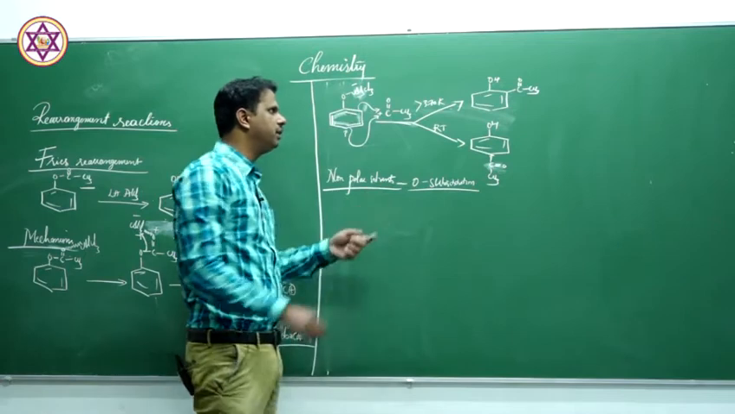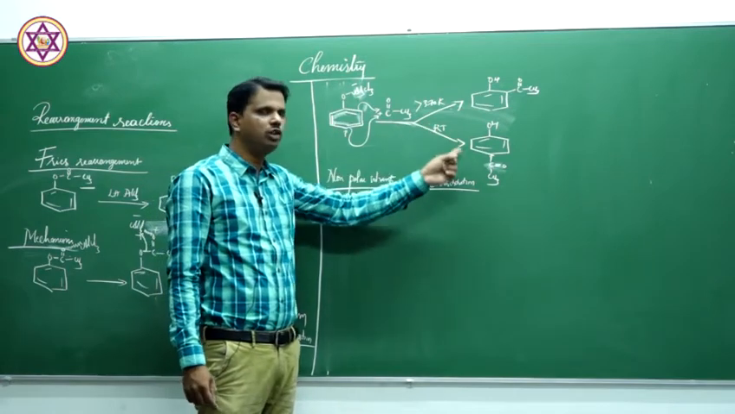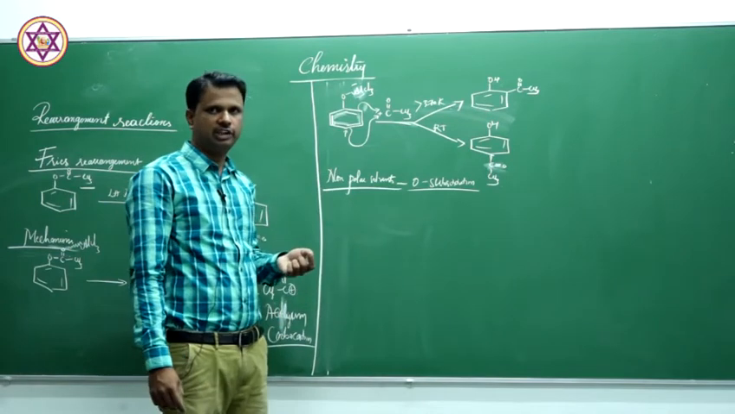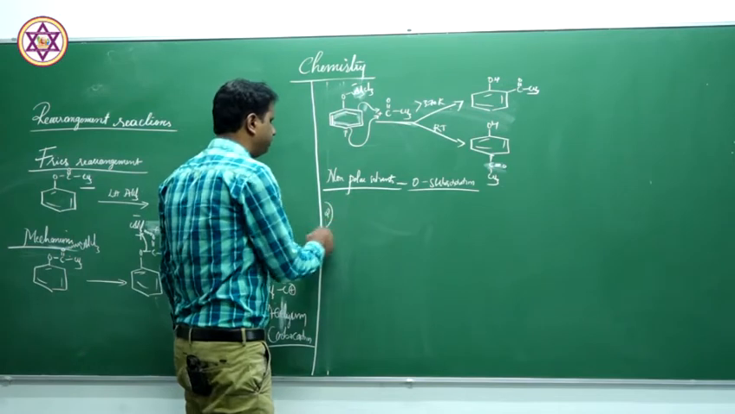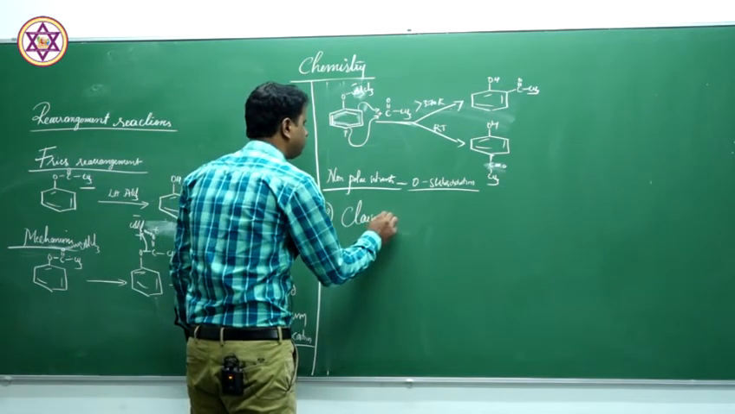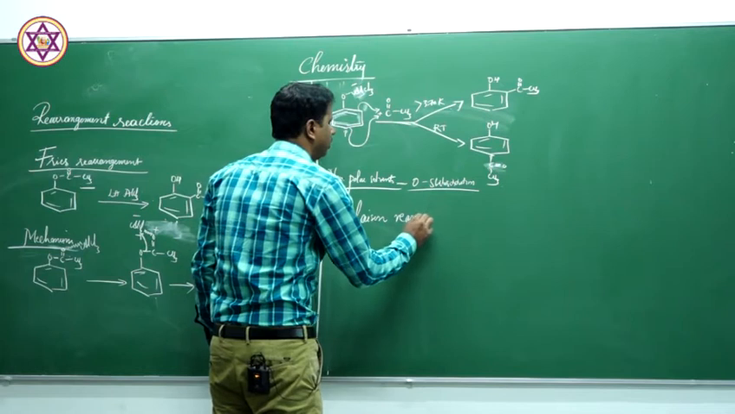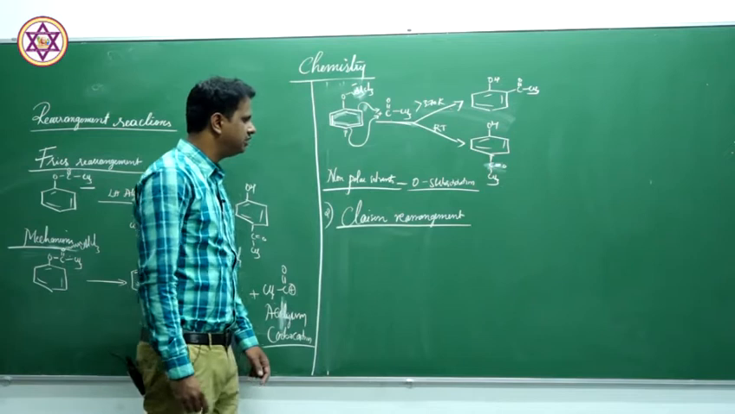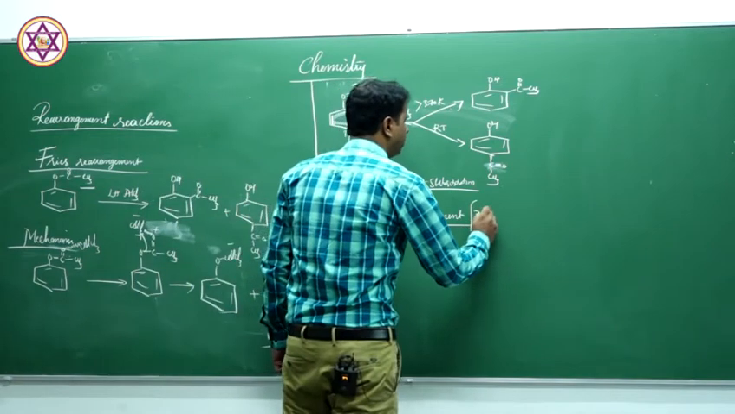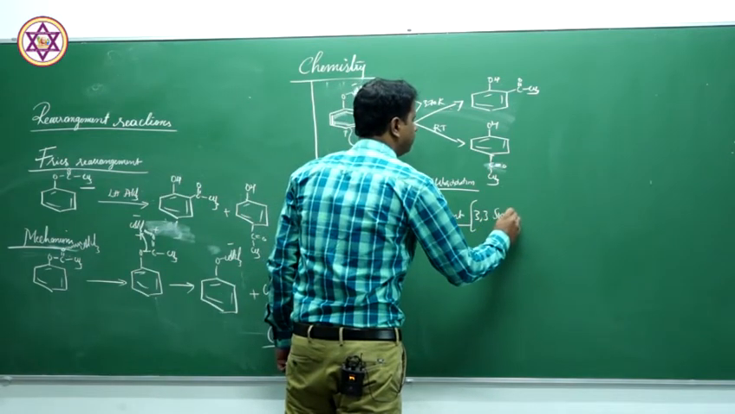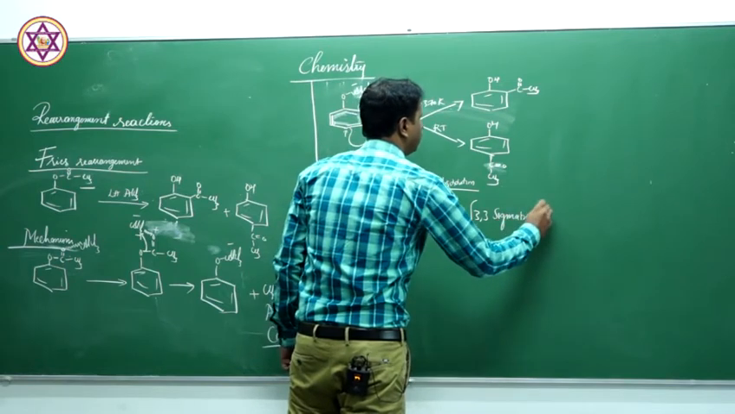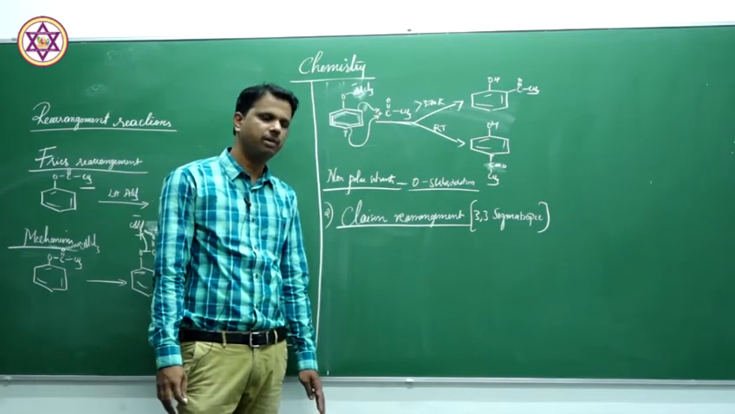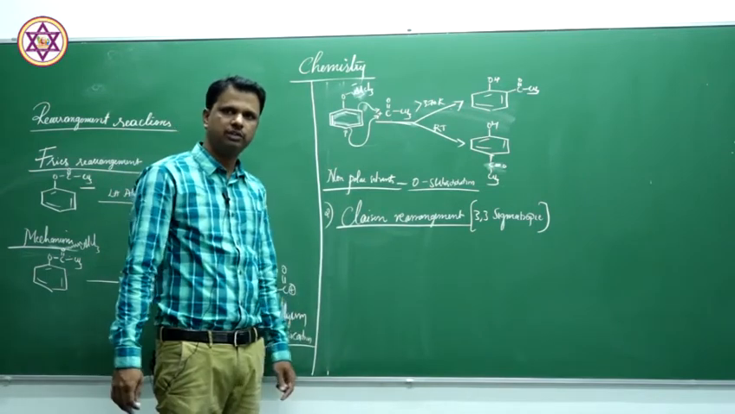So the important point to remember is the ratio of these two compounds depends on temperature as well as the solvent that is used. Now this is the first rearrangement. We will move on to the second rearrangement, that is the Claisen rearrangement. Claisen rearrangement is a 3,3 sigmatropic rearrangement. Sigmatropic reactions are a class of organic reactions that you are going to study in upcoming classes, but at this moment let us say it is a 3,3 sigmatropic.